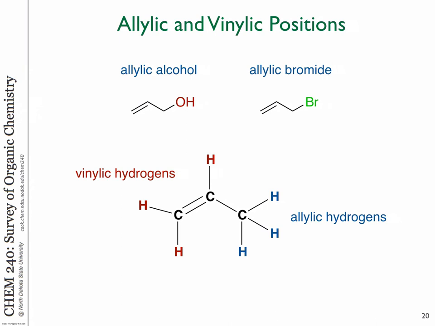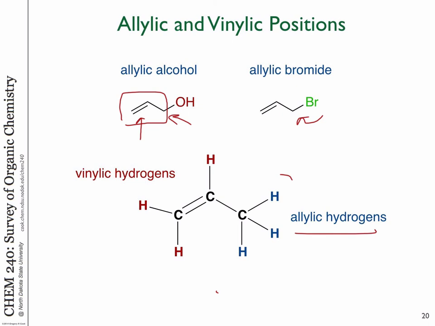Okay, so just a couple more terms. This term allyl or allylic we refer to as a three-carbon group with a double bond. And so we refer to the various positions on this. So you can see some of the ways in which this terminology is used. So notice the three-carbon group with a double bond, and the alcohol is attached to the sp3 carbon of that. That's the allylic alcohol, or an allylic halide in the case of bromine, three-carbon group. And we refer to the positions on the carbon adjacent to that double bond as allylic positions, allylic hydrogens, for example.